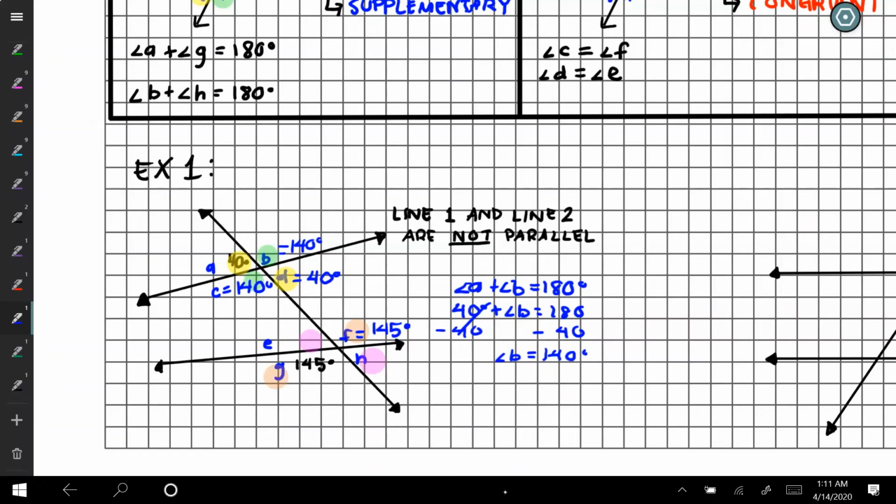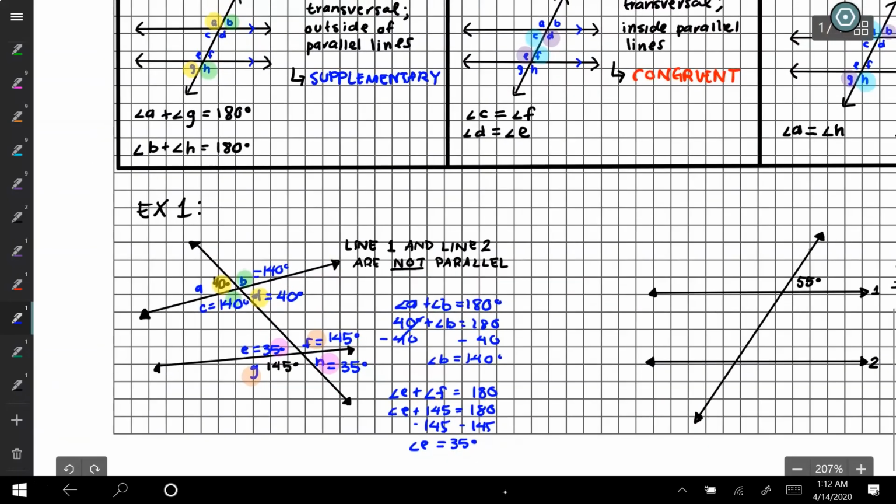So angle E and angle F are linear pairs. So angle E plus angle F equals 180. Angle E plus 145 equals 180, minus 145, minus 145. Angle E equals 35 degrees. And angle H is vertical to angle E, so it is also 35 degrees. So we used those two properties of angles that we know. We took our vertical angles and our linear pairs, and we were able to solve for all of these angle measures. Alright, so that's how you would apply that property.